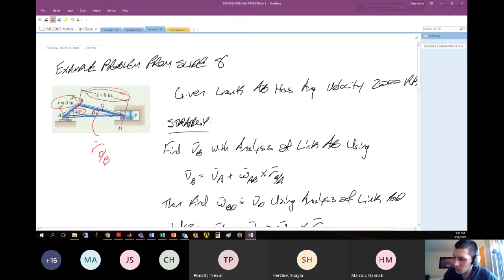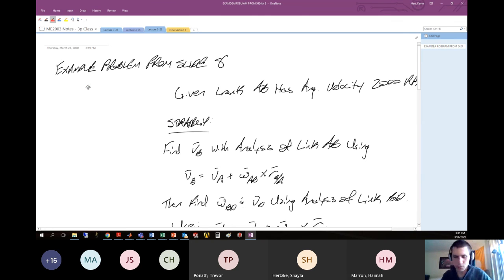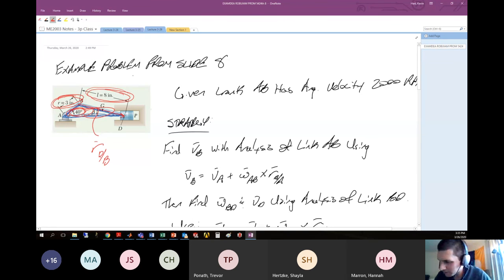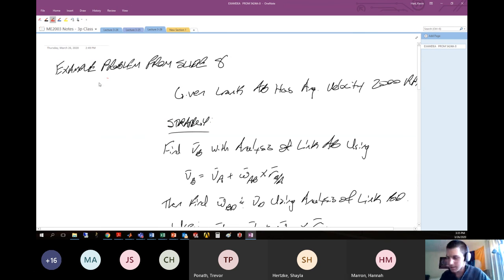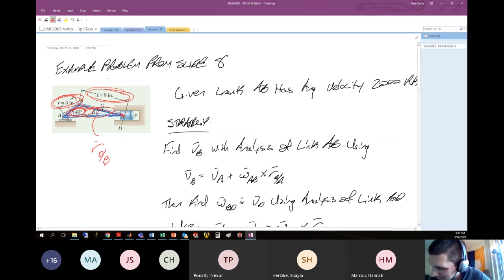Here we have this side length 8 inches, and we know the angle opposite of that, which is 40 degrees. Here we have the side length 3 inches, and we're looking for the angle opposite of that, B. So we can leverage the law of sines to help us find this angle beta.